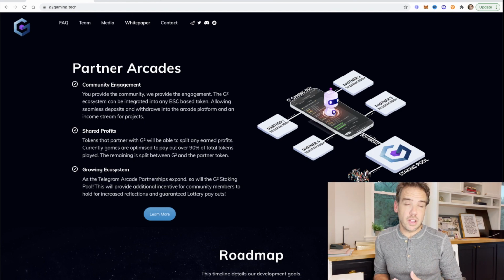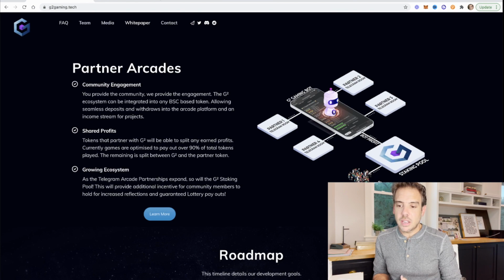So this isn't going to be available right away, but the idea is, let's say SafeMoon wants to allow their token to be used in this game, right? So then they would be able to use that as a way to play in the game. So it helps their token and it helps, of course, G2 as well. Shared profits. Tokens that partner with G2 will be able to split any earned profit.